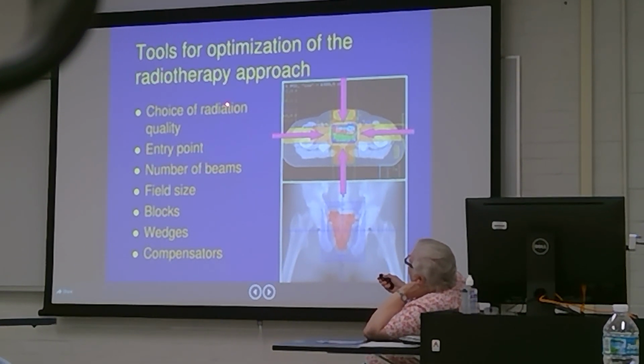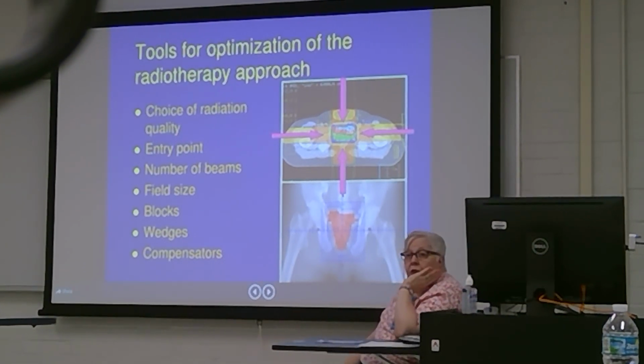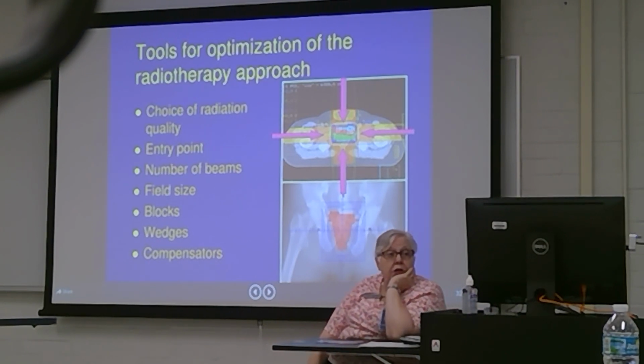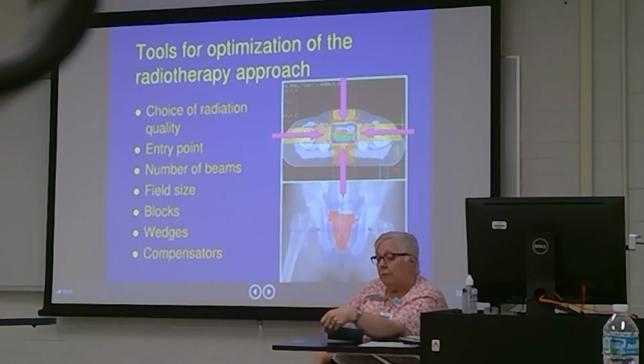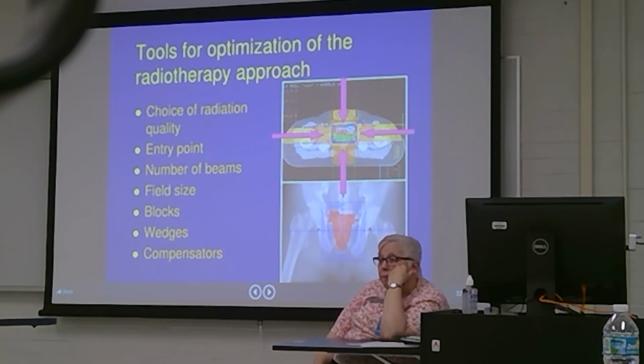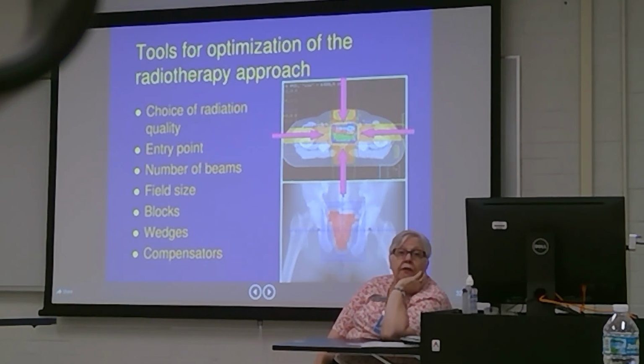So you have a choice of radiation quality. What does that mean? Well, you have a choice of which energy you use. So if you have two machines, for example, one is 6 and 10, one is 6 and 15.